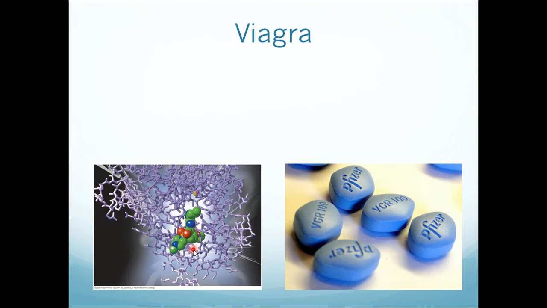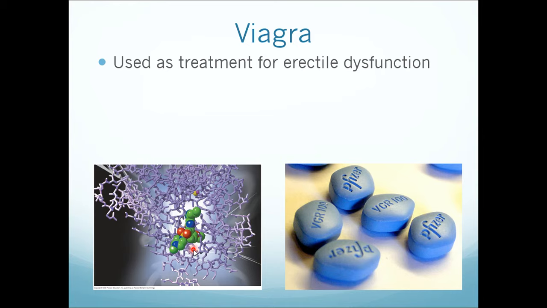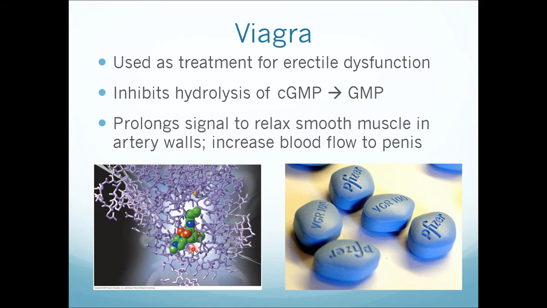Viagra, funnily enough, also involves signal transduction pathways. With erectile dysfunction, sometimes a signal transduction pathway is to blame. This medicine will inhibit the hydrolysis of cGMP. That was one of the early examples way back. It allows the signal to relax the smooth muscle, and it affects your blood pressure and your blood flow.